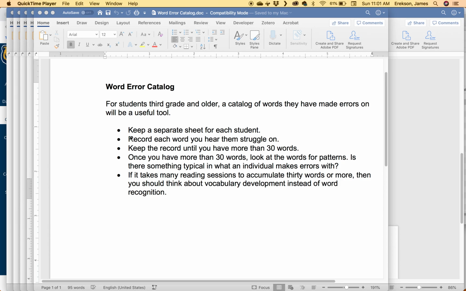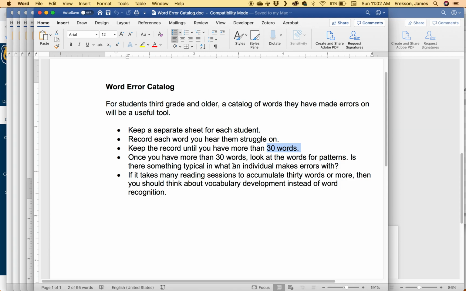So keeping that catalog, the key principles here: the catalog has to be for each student, and you record each word you hear them stop and struggle on. Even if they end up decoding it eventually, the fact that they stopped their fluency to spend time on that word lets you know that that word might give you clues. So I say 30 words is what we're looking for because in statistical sampling, as soon as you have 30 in your sample, you can have some sort of confidence that it's better than random. So you should be able to start seeing some patterns emerge once you have 30 or more words.